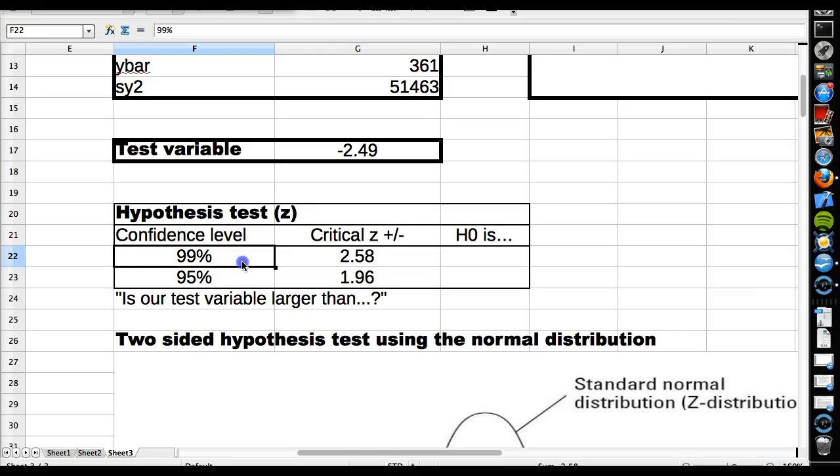In the case of a 99% confidence level, we have a critical Z value of 2.58. So what we ask ourselves then is, is our test variable larger than, and I'm talking about larger in absolute terms now, because we're not saying anything about the direction. So I'm just saying, is this number larger than plus or minus 2.58? And is it larger? No, it's not.